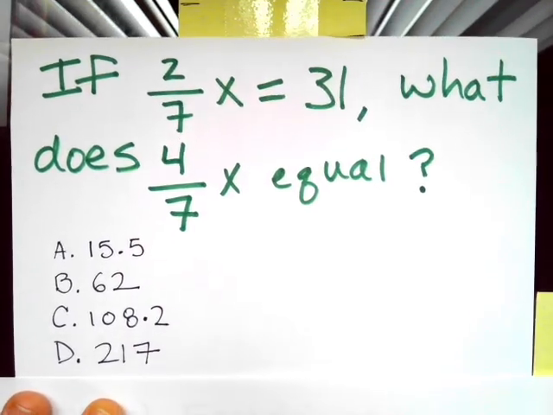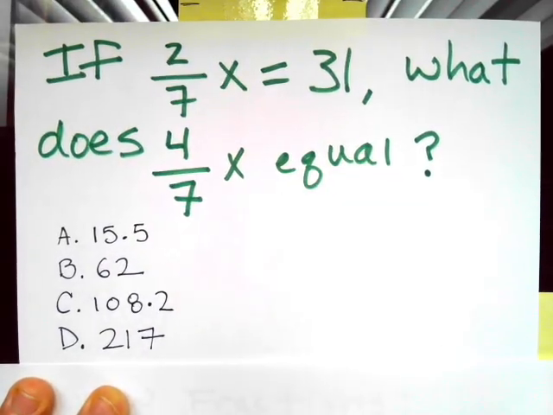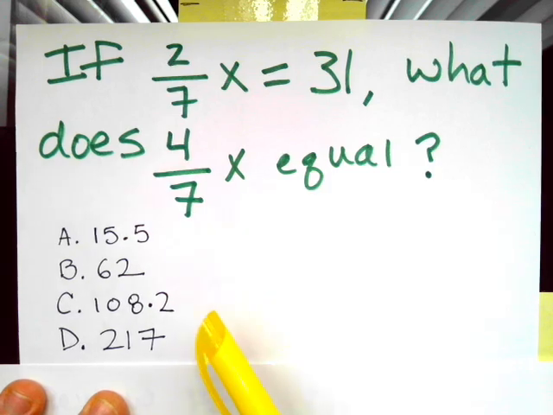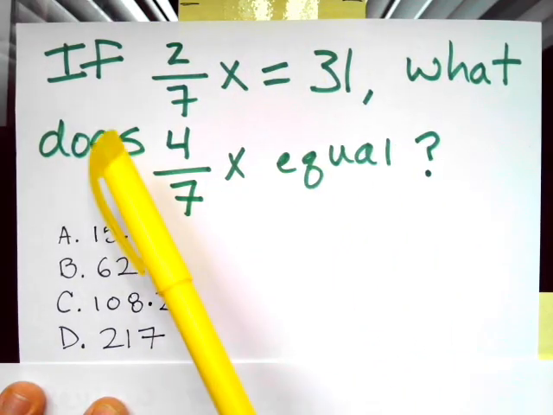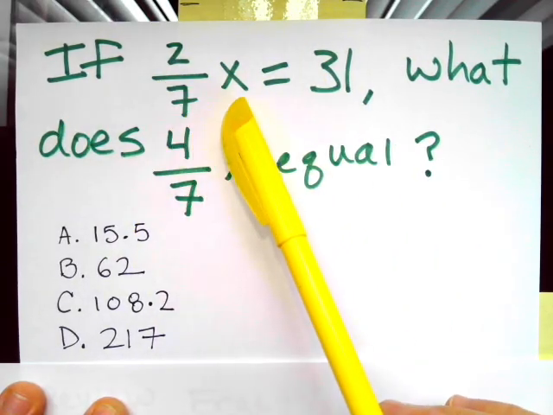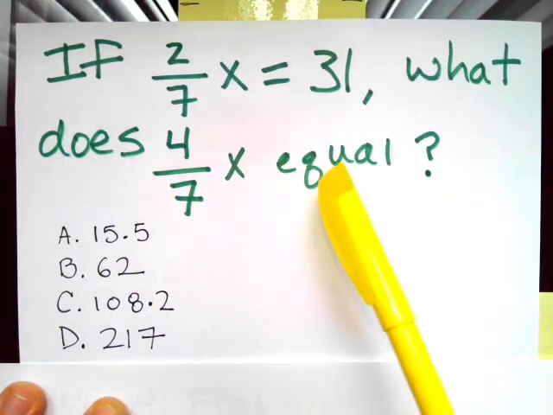So I just want you to know right off the bat, take a quick look at this. And I'm going to try to show you two ways to answer this particular type of question. But take a real quick look. I'm going to read it one more time. If 2/7 x equals 31, what does 4/7 x equal?